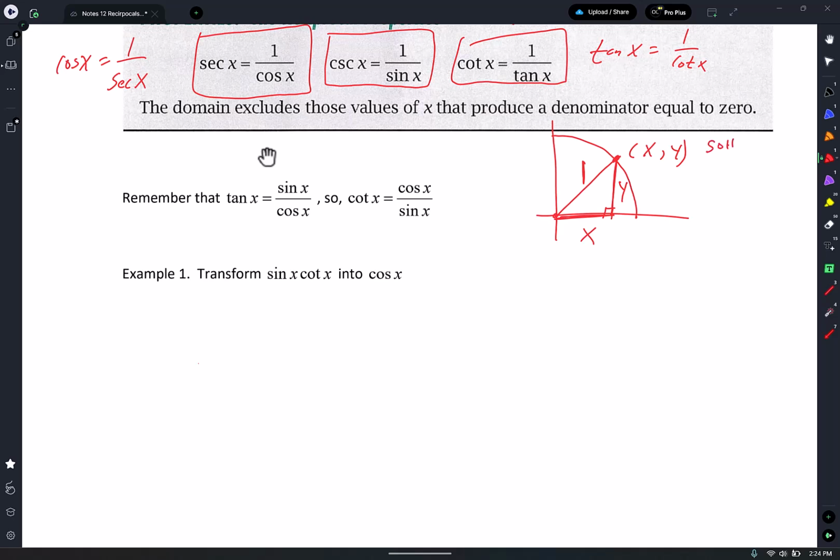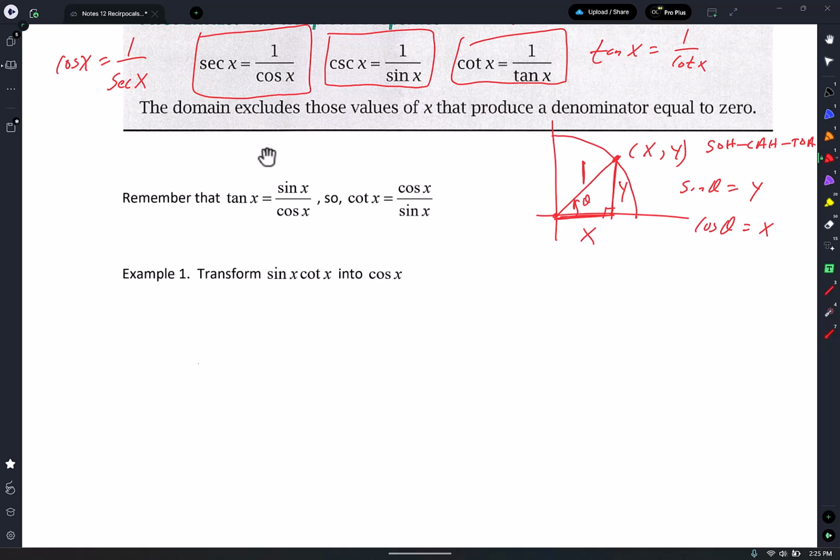If I write SOHCAHTOA, then sine is opposite over hypotenuse. Here's my angle, theta. Opposite y, hypotenuse 1. So sine of that angle is y over 1, which is just y. Do you guys see what we did there? Cosine is adjacent over hypotenuse. So cosine of that angle is x over 1, which is just x.